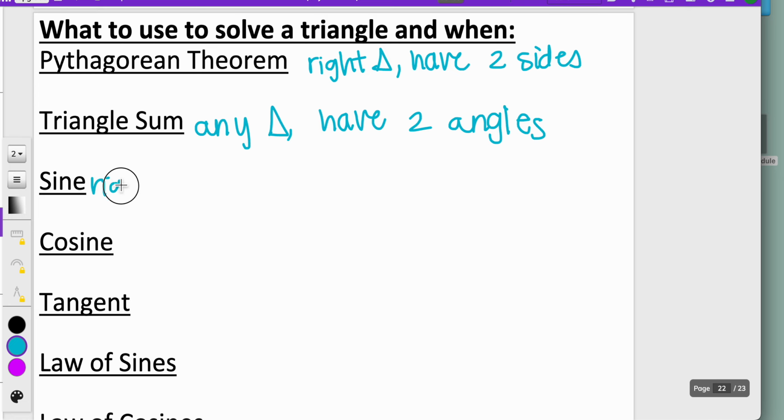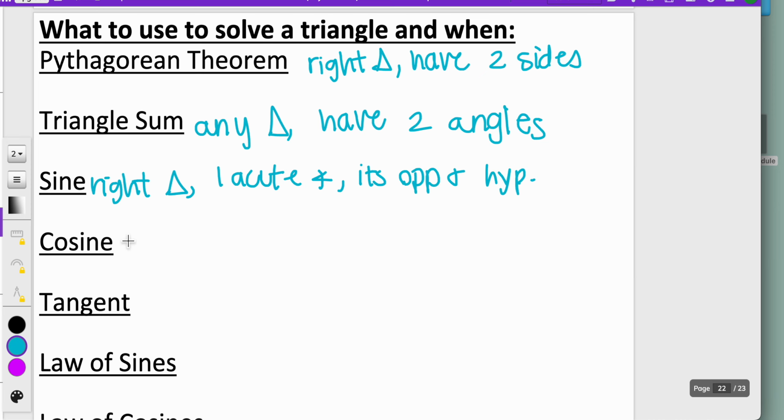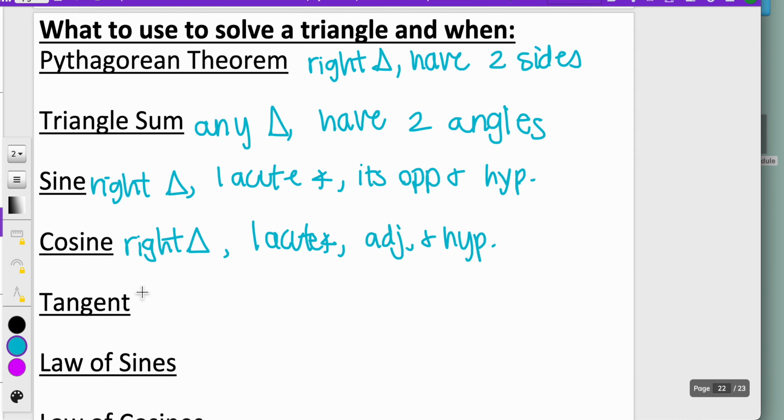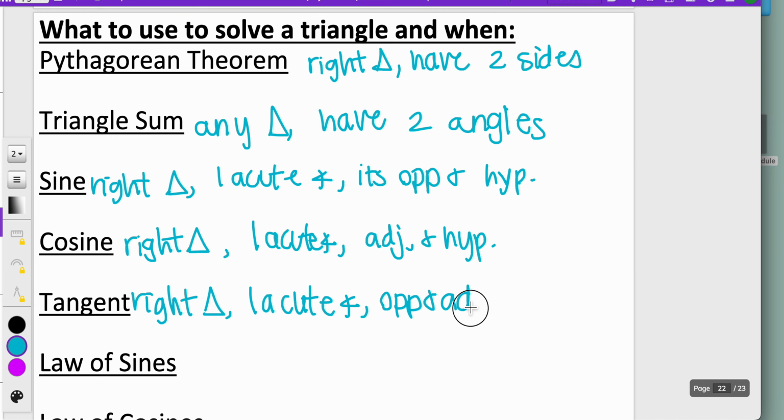Sine you can only use when there's a right triangle. So you need one acute angle, its opposite, and hypotenuse. Cosine, also right triangle, using that one acute angle, and cosine is adjacent and hypotenuse. Tangent is also a right triangle, one acute angle, where you have its opposite and adjacent.